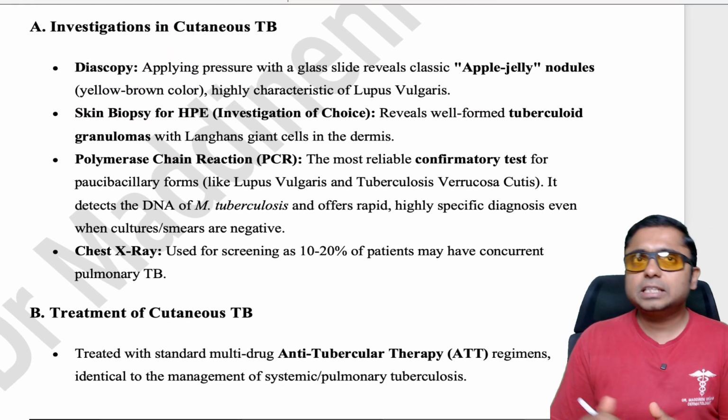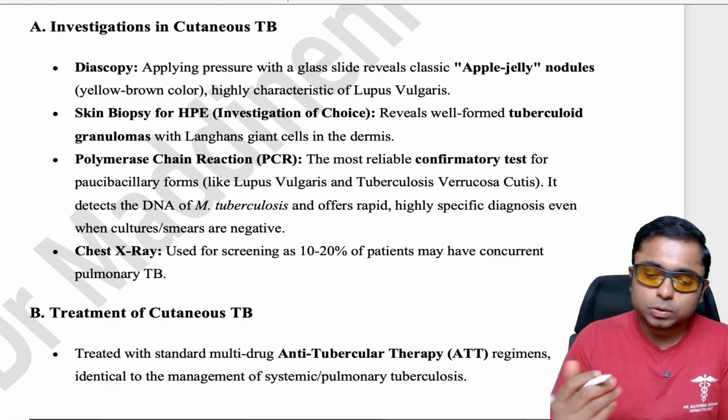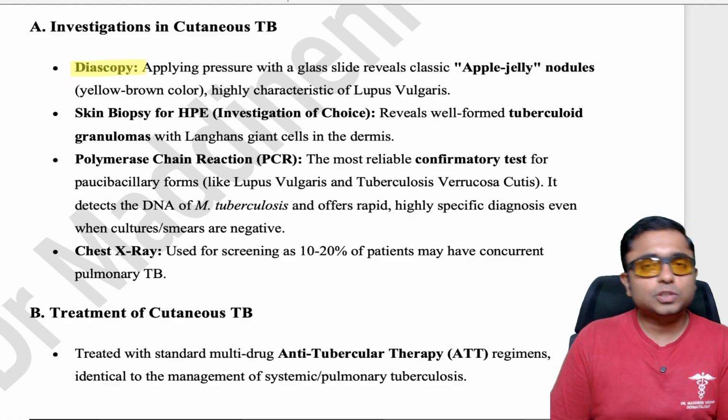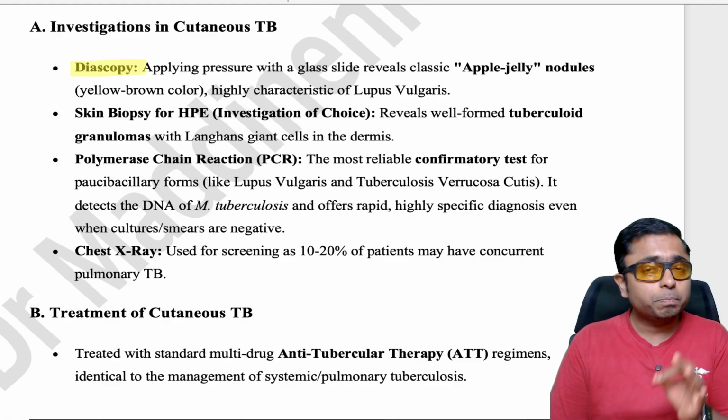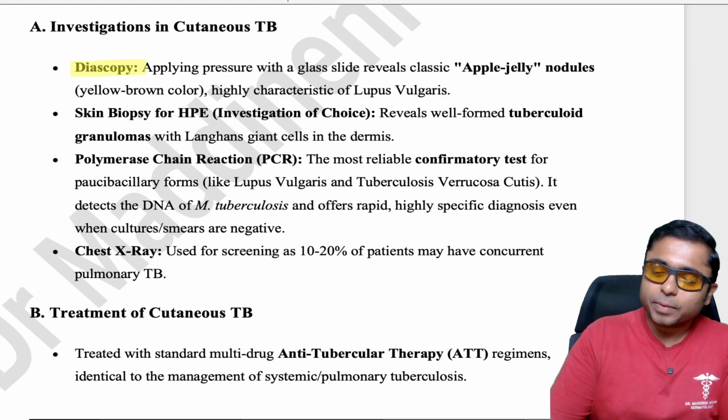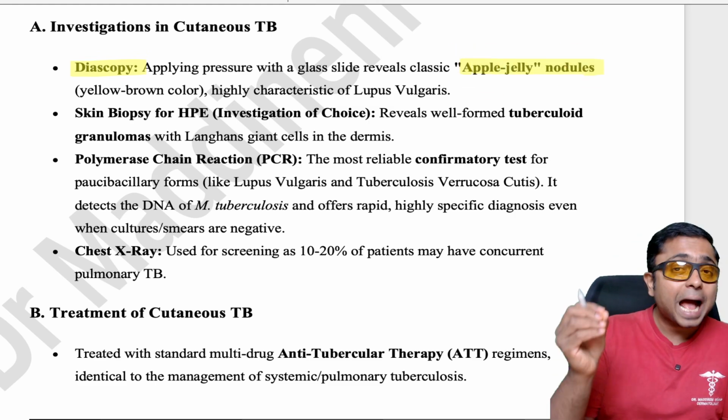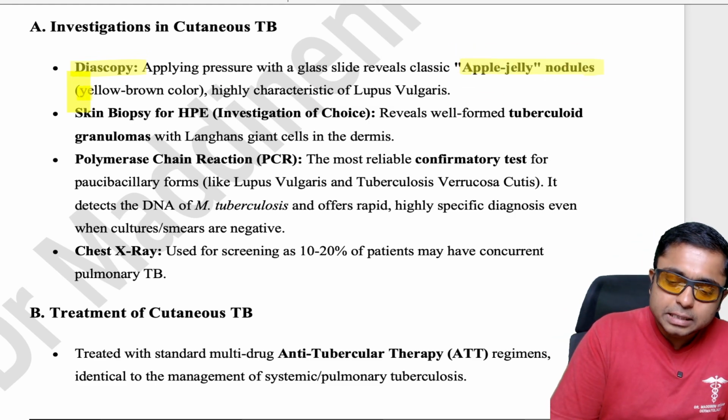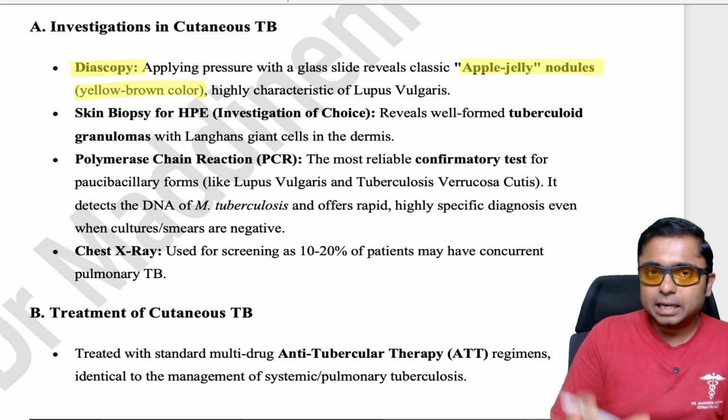Coming to the investigations, how can we diagnose this cutaneous tuberculosis? So we have this diascopy, which is also called as vitropression, in which we are going to press the skin lesion with a glass slide, where we are going to see this very important apple jelly nodules as yellow brown color, which is very characteristic of lupus vulgaris.